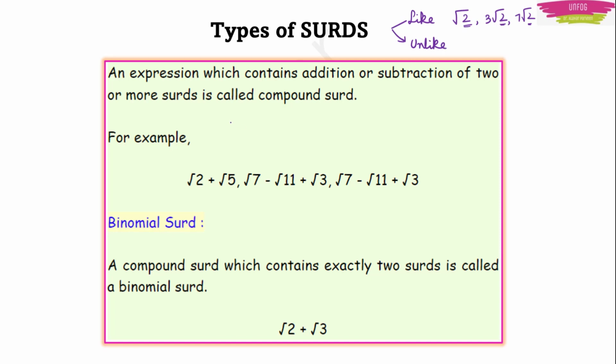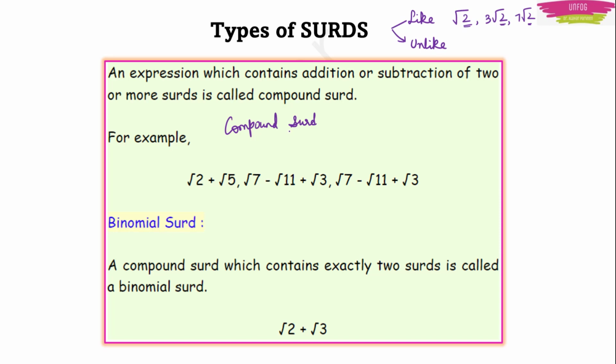Now there is one more type of surd which you call a compound surd. Compound surd means it will be a group of 2 or more surds. You will have 2 or more surds in that group, and between those surds there will be either addition or subtraction. Either there will be plus or minus between that group of surds. That group is called a compound surd.